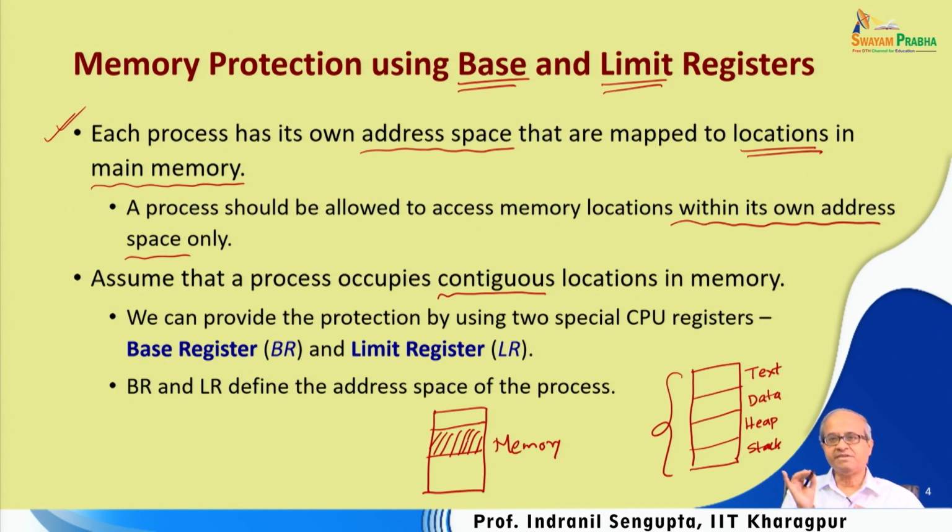Now, we see that there is a simple mechanism. If there is contiguous memory allocation like this, we can provide memory protection by using two special registers, base register and limit register. Let us call them BR and LR. Basically, BR will tell you from where this starts and LR will tell you how long this is. So, when you specify BR and LR, it will define the boundary of your address space, from where it starts and what the size is. Okay. Let us see.